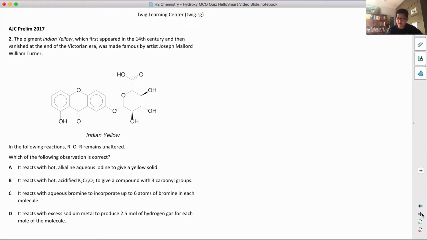Which of the following observations is correct? A reaction with hot alkaline iodine to give a yellow solid. Is this correct? This is wrong because you don't even have this structure. You need to have the methyl ketone structure, which they don't have.